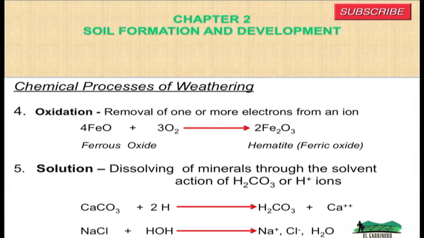The fourth one is oxidation, which is the removal of one or more electrons from an ion. This is an example of oxidation. Ferrous oxide that is oxidized will become hematite, that is ferric oxide.